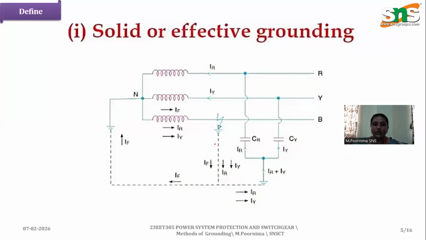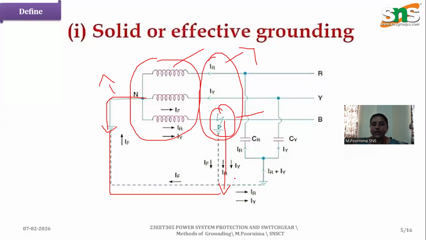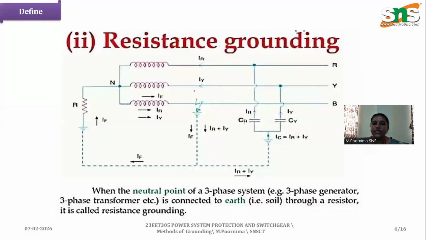Coming to solid grounding. We have a three-phase system with a star connection, which is grounded directly without any external components. If any fault occurs in the three-phase system, for example in phase B, it is directly connected to the ground. This fault current goes to the neutral and is grounded. With solid and effective grounding, it won't affect the other two phases.